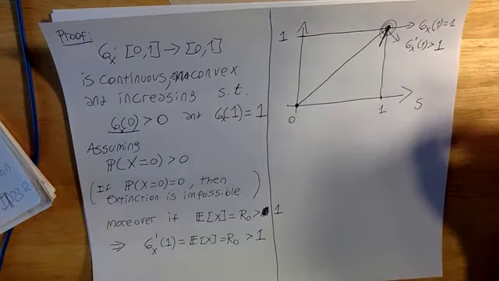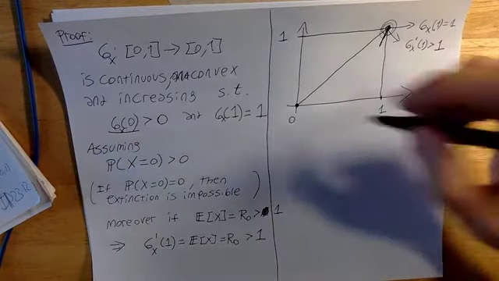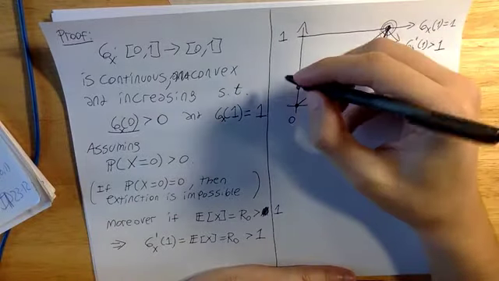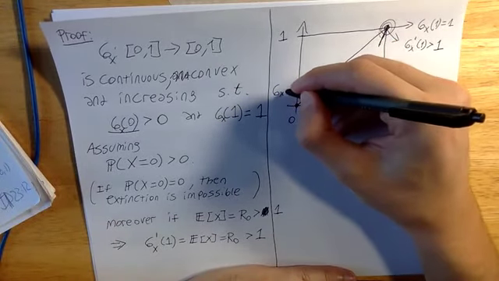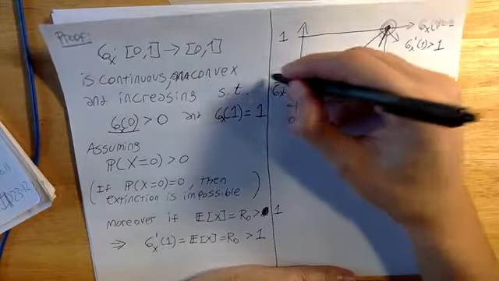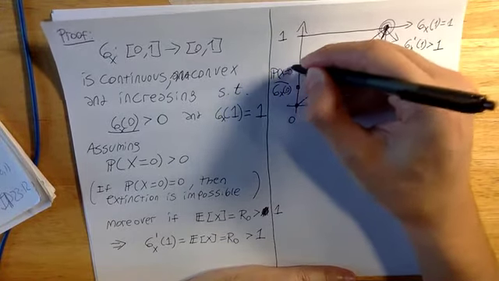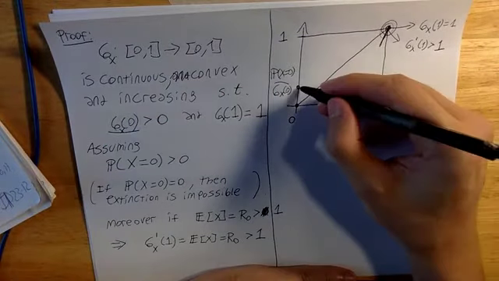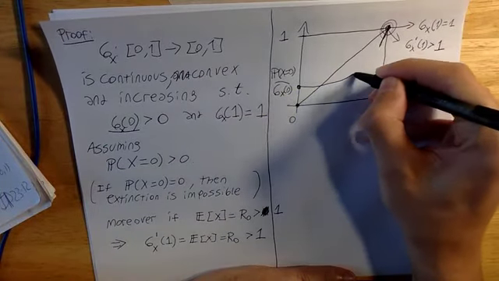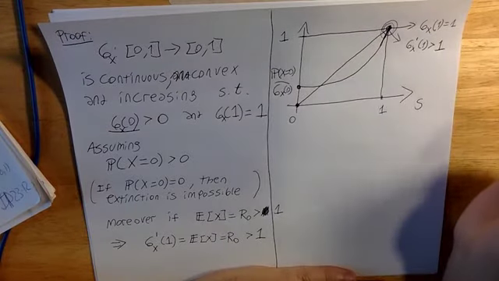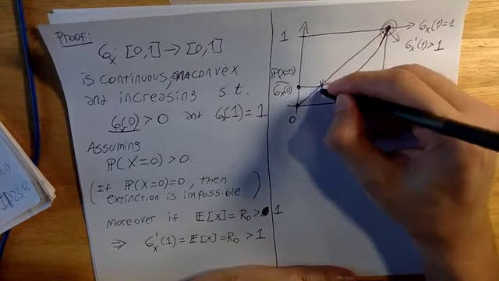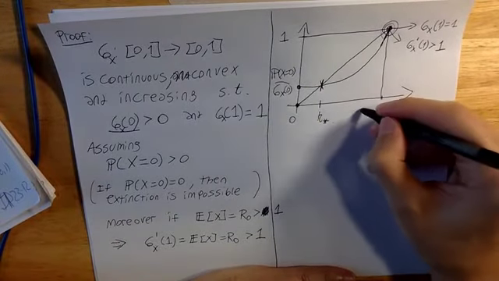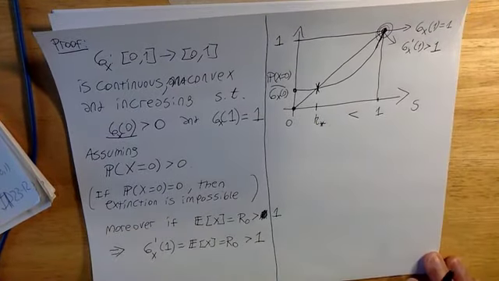than 1. But now if we assume that g of x of 0 is here, which is the probability that x is equal to 0, then we have a continuous convex function which is increasing, so then it has to look something like this, and this point here is eta star, which is strictly smaller than 1.